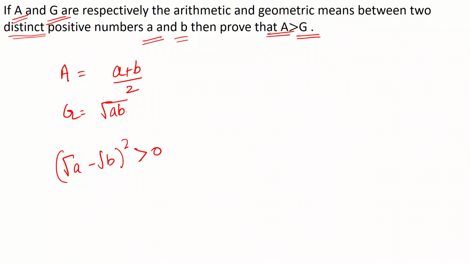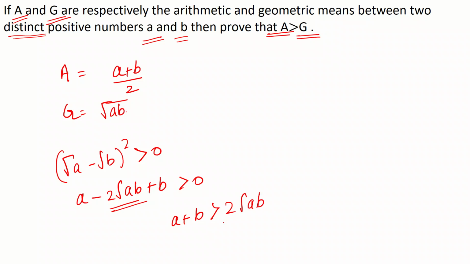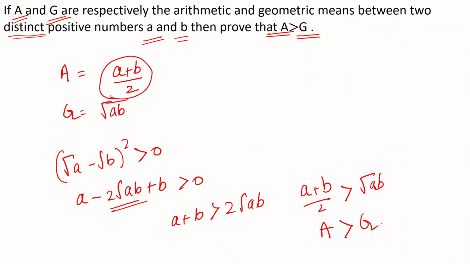Okay, so let's now open up the square. We have a minus 2 root ab plus b greater than 0. Now some manipulation. Let's take this 2 root ab to the other side. So we have a plus b greater than 2 root ab, and then let's take this 2 to the left hand side. So we have a plus b whole divided by 2 greater than root ab. And what is this a plus b whole divided by 2? This is actually A. So we have A greater than G. And that's it. We are done.